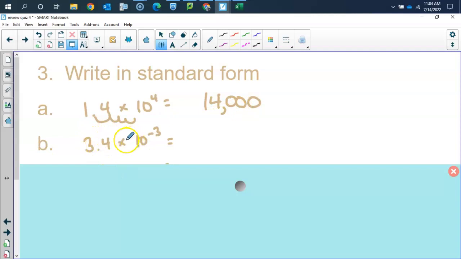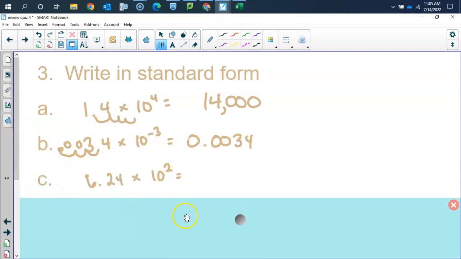Okay, 3.4 times 10 to the negative 3rd. Write that in standard form. Go. All right, since this is 10 to the negative 3rd, that means we're dividing by 1,000. We are going to move our decimal. This is going to get smaller, 3 places to the left. 1, 2, 3. So our answer is going to be 0.0034 because I have to add 2 zeros to move this 3 places to the left. This again is scientific notation, standard form.